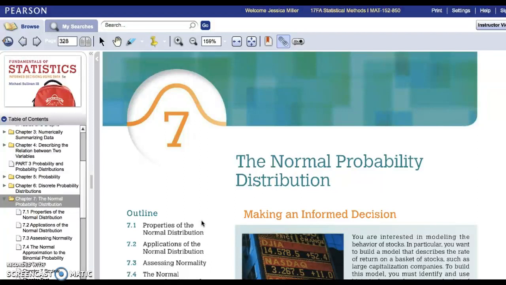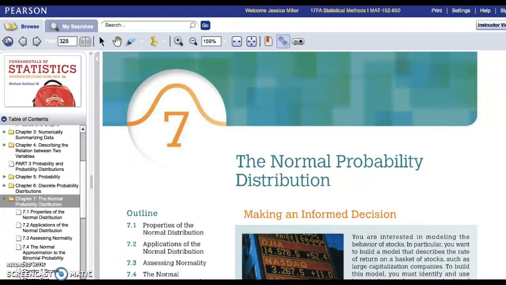In Chapter 7 we are going to be primarily focusing on 7.1 and 7.2. I'll be posting a PowerPoint later in the week about 7.3 and 7.4, but you don't actually have any homework problems out of 7.3 and 7.4. They all come out of 7.1 and 7.2. So we want to focus on those a little bit more heavily and understand the vocabulary and theory in 7.1 and then how to do some calculations in 7.2.